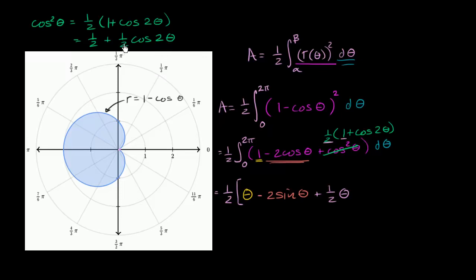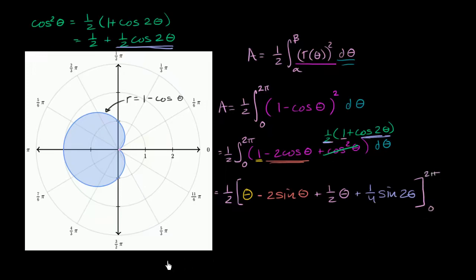And then you have this 1/2 right over here. So this is going to be plus 1/4 sine of 2 theta. And I encourage you to find the derivative here if that last part was a little bit confusing. The derivative of sine of 2 theta is 2 cosine of 2 theta. 2 times 1/4 is 1/2. You get 1/2 cosine of 2 theta. And we're going to evaluate that at 2 pi and at 0.